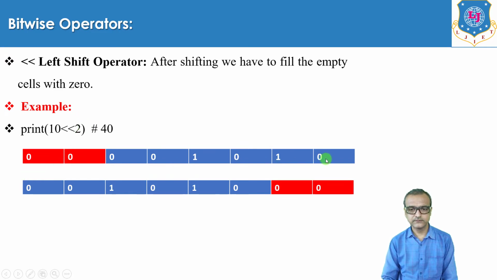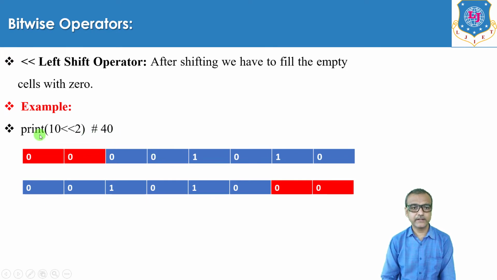So see, this 0 will be shifted by 2 positions. So I will write down 0 over here, then after 1 over here, 0 over here, 1 over here, 0 over here, and 0 over here. See, if we do it in this way, then these 2 cells will be empty, and we will fill these empty cells with 0. Now if you find out the decimal equivalent of this binary number, you will find the value is 40.